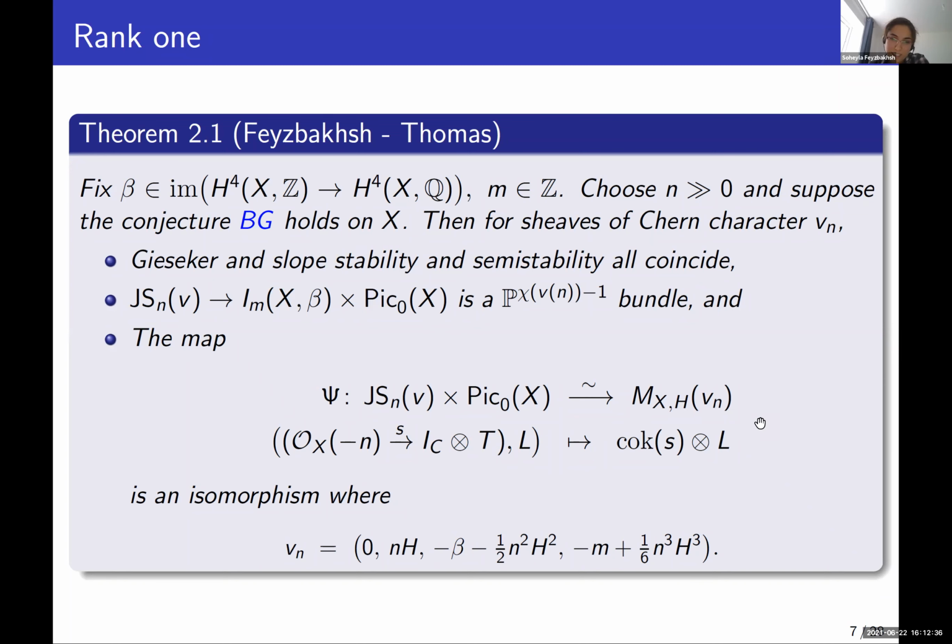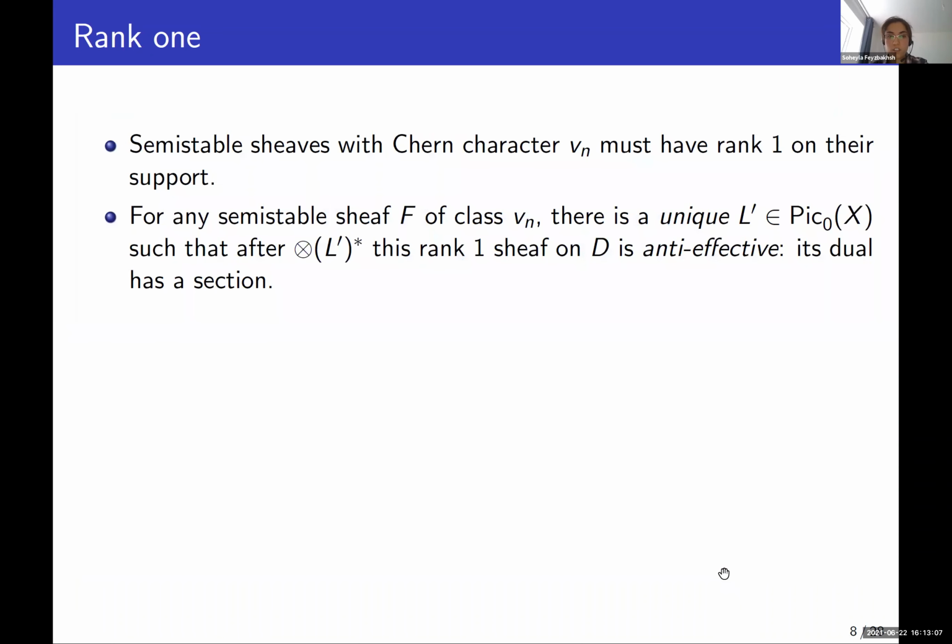So the first part says it is well-defined, meaning that for any section of this torsion-free sheaf, the cokernel is always slope semi-stable. But the second claim is that all slope semi-stable sheaves of class v_N that I've written here can be obtained as the cokernel of a Joyce-Song pair. So they must all be rank one sheaves on their support. And since after tensoring by a line bundle they are precisely cokernels of a Joyce-Song pair, these rank one sheaves are all anti-effective.